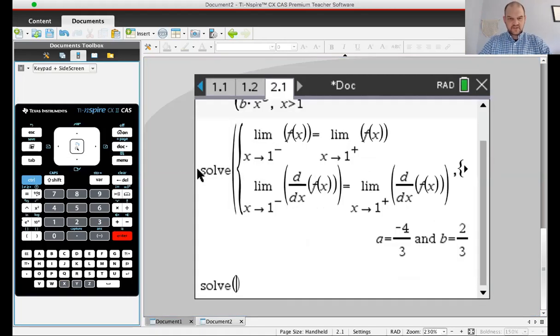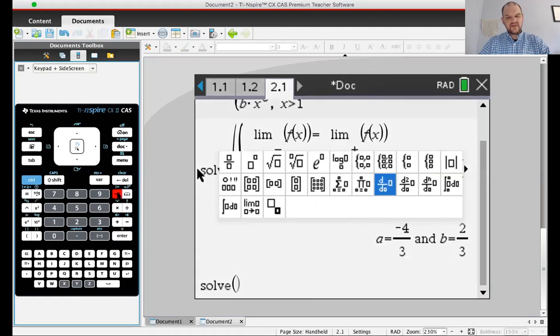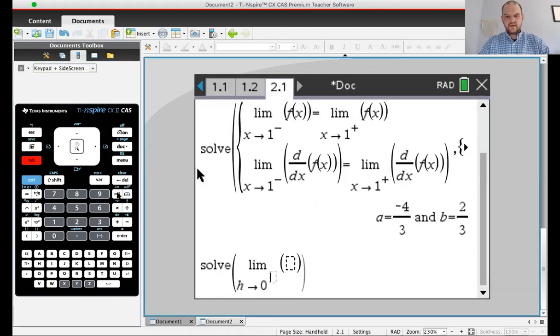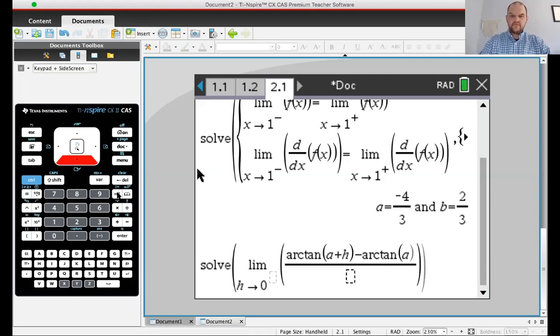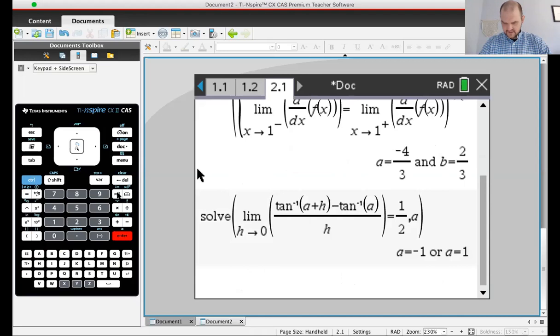And then for the last problem, I'm just going to have the calculator solve it. There's a limit, there's a lot of stuff going on, but I think the calculator is not going to care. I think it's just going to do its thing. So let's find out. Arctan of x, no, of a plus h. You can just use, by the way, inverse tangent from the trig button. It's just, again, faster for me to type this. Over h equals 1/2, and I want to solve that for a. So I get a is 1 or -1.